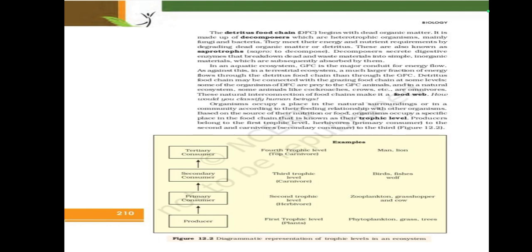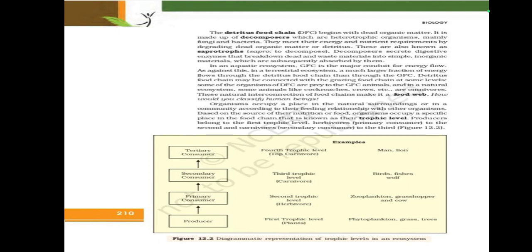How would you classify human beings? Organisms occupy a place in the natural surroundings or in a community according to their feeding relationship with other organisms, based on the source of their nutrition or food. Organisms occupy a specific place in a food chain that is known as their trophic level. Producers belong to the first trophic level, herbivores, the primary consumers, to the second, and carnivores, the secondary consumers, to the third.